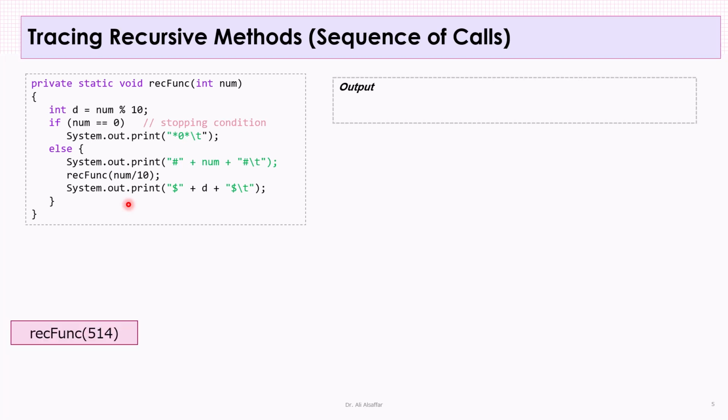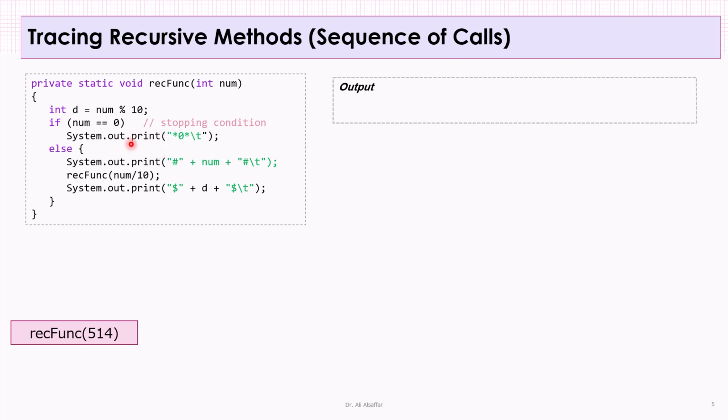So now we would like to trace our method with the input parameter 514. The idea behind tracing a recursive method is that you keep track of the state of the variables of the method. And what does that mean? It means that before the method calls itself, you need to record or write down the current values of the variables of that method.